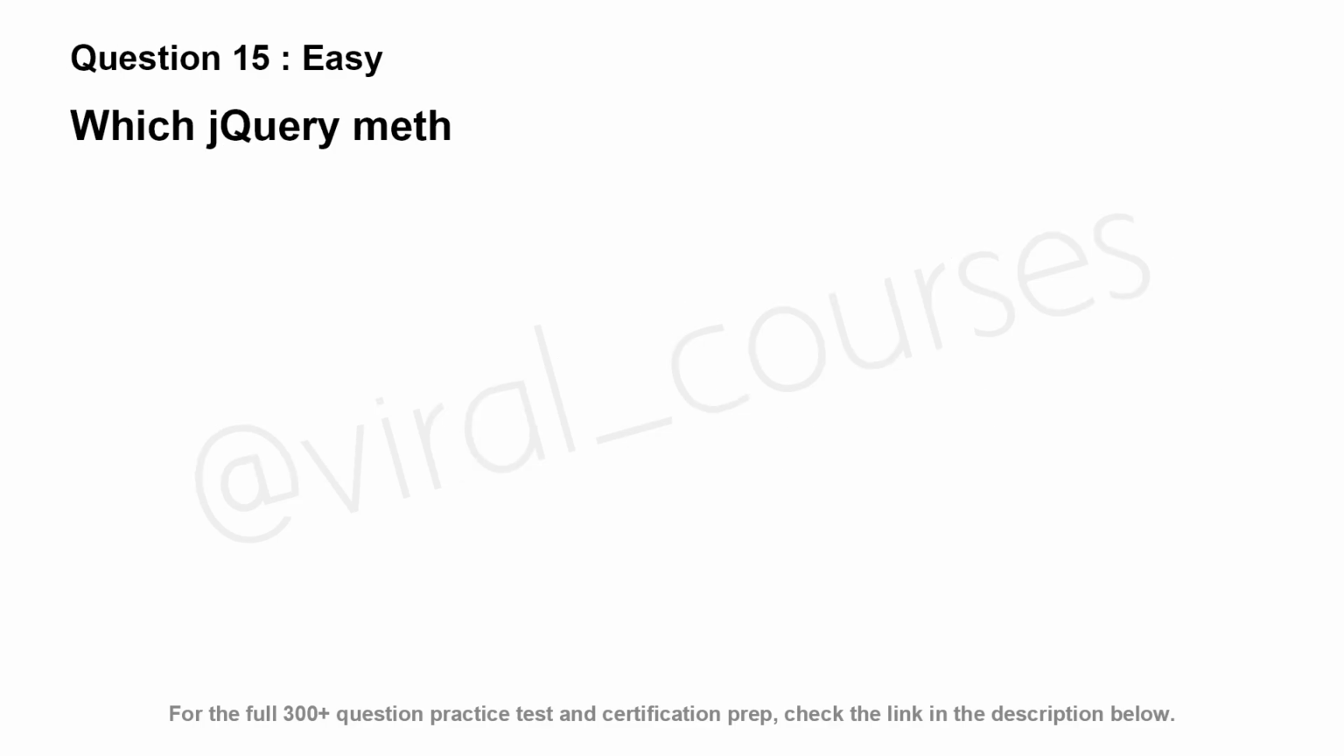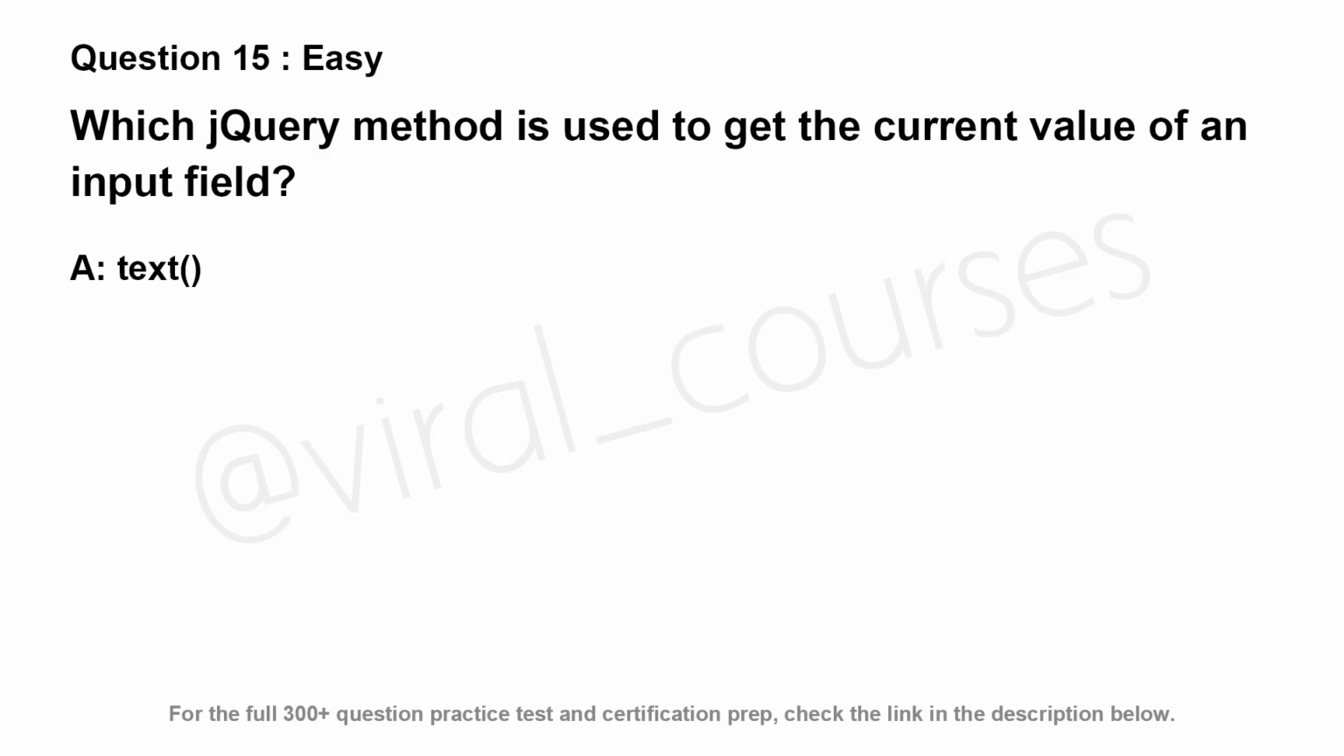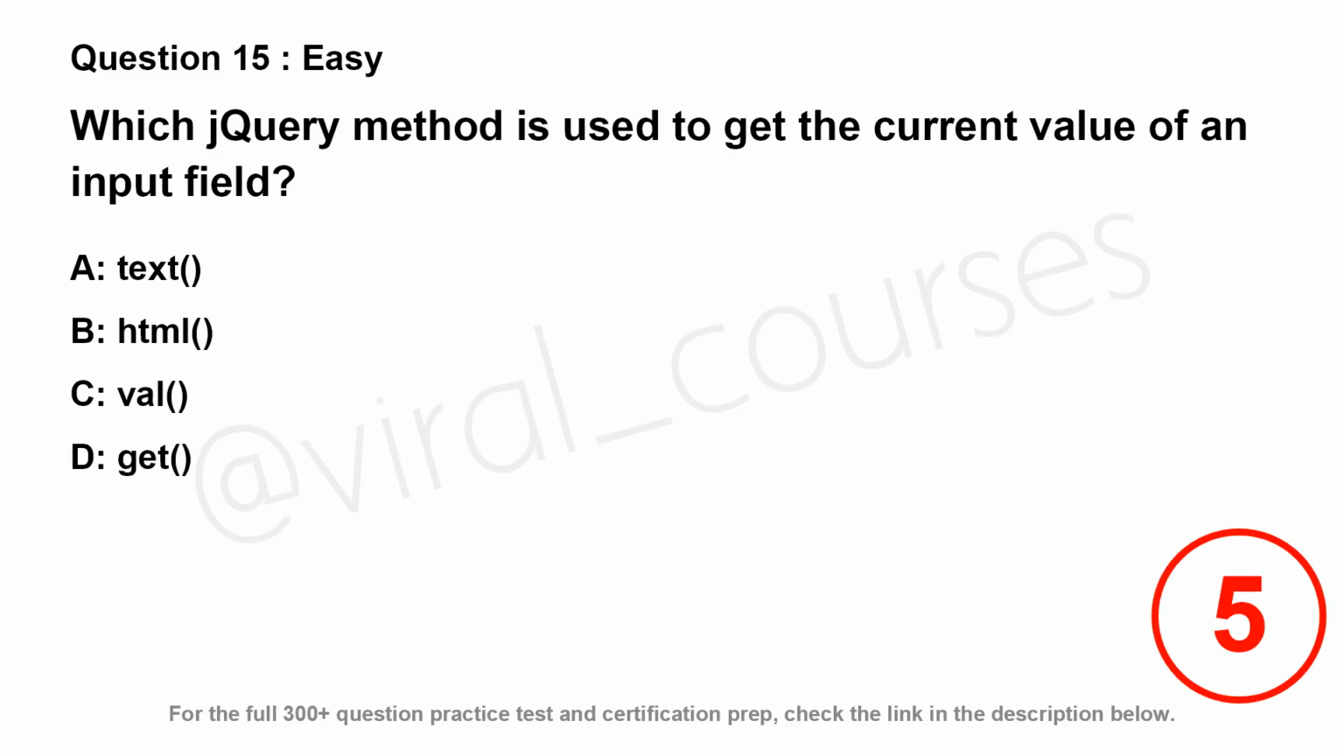Which jQuery method is used to get the current value of an input field? Option A, text. Option B, HTML. Option C, val. Option D, get.